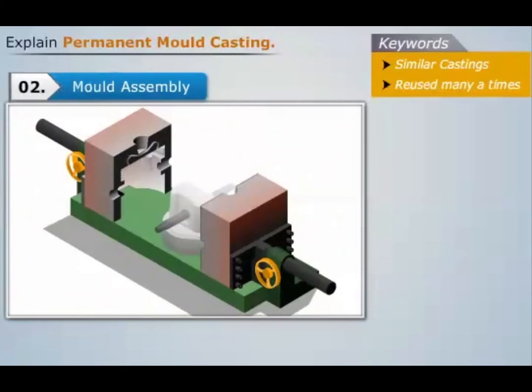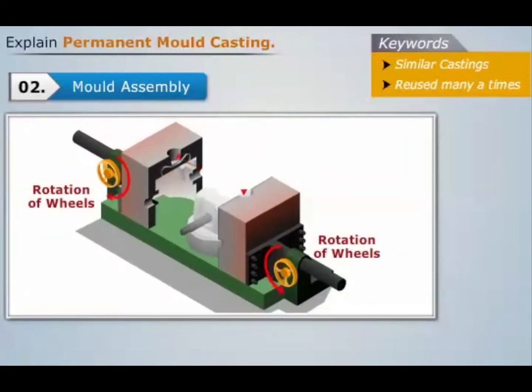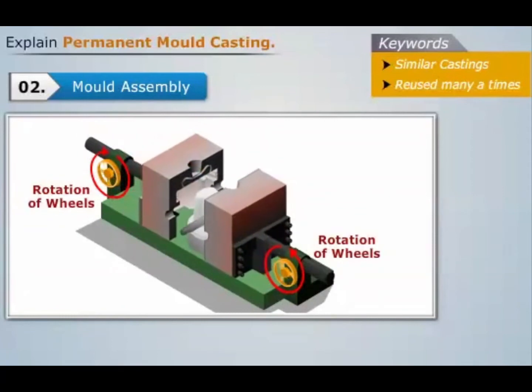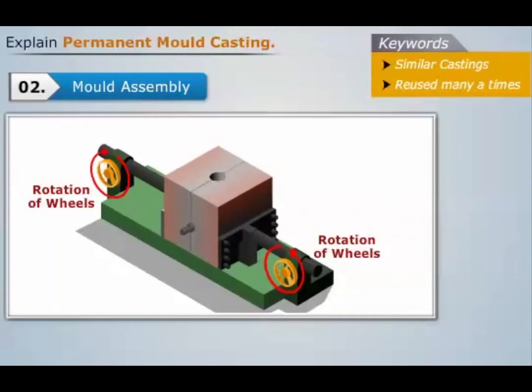Then we move to the mold assembly step. We see that both the mold cavities have provision for sprue in them. Now we rotate the wheels in the opposite direction to move the mold halves towards each other till they come in contact with each other, and a proper sprue has been obtained between their cavities.